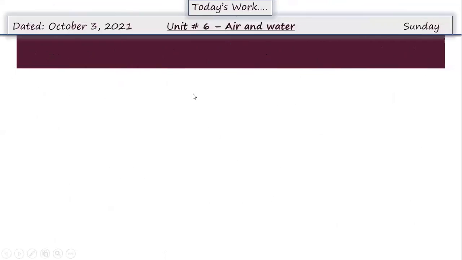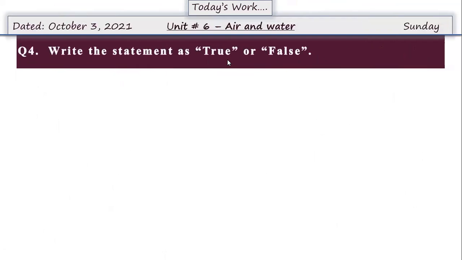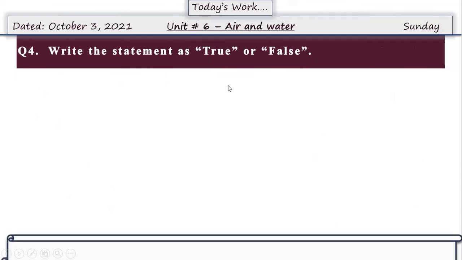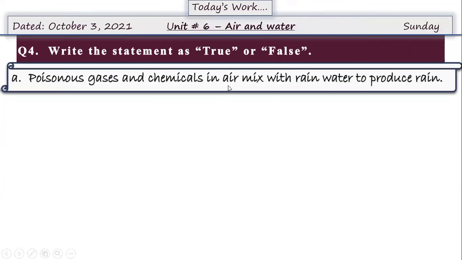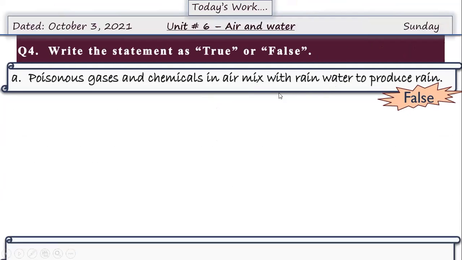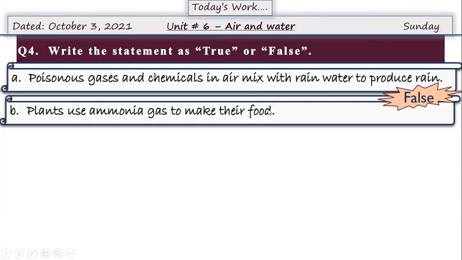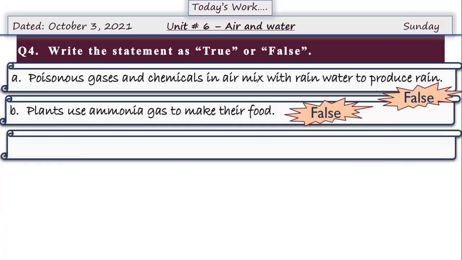Now we are coming to today's work. Today's work is to write the statement as true or false. So now, are you ready? It's a notebook work, students. Part A. Poisonous gases and chemicals in the air mix with rain to produce acid rain. Yes, it's a true statement. B. Plants use ammonia gas to make their food, isn't it? No, it's a false statement. Plants use carbon dioxide.